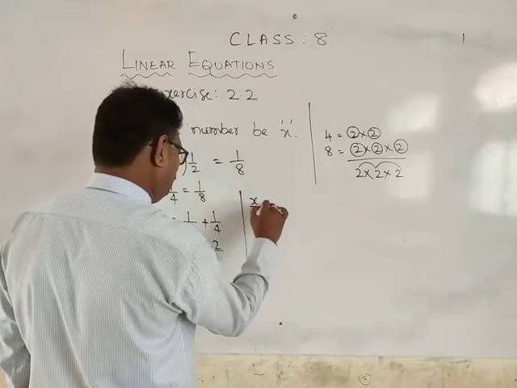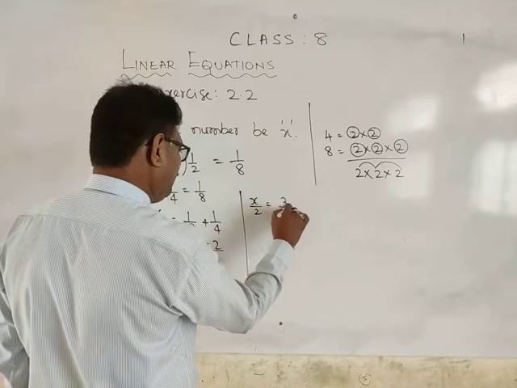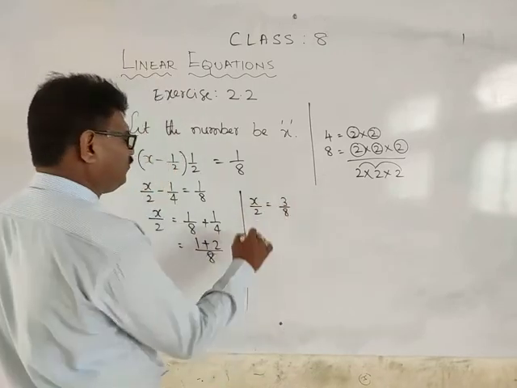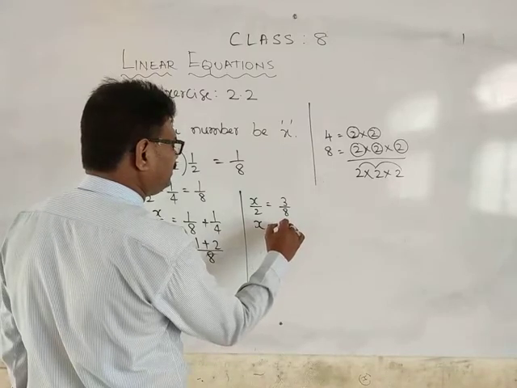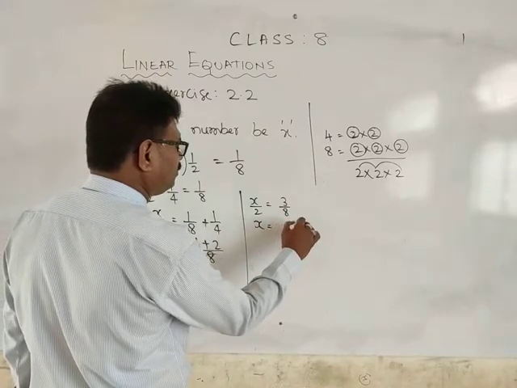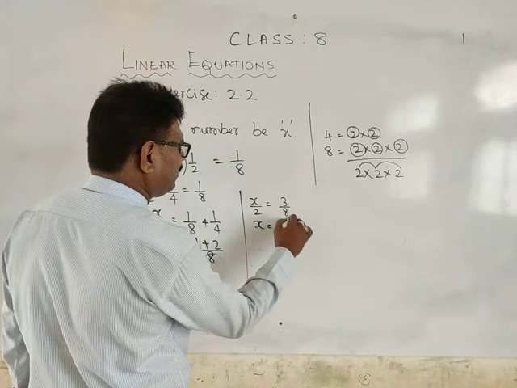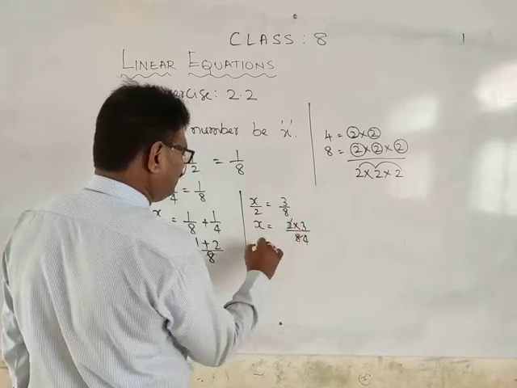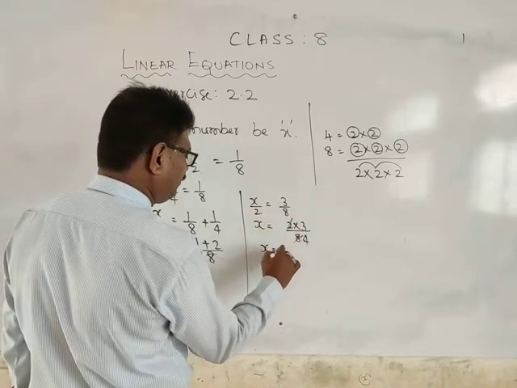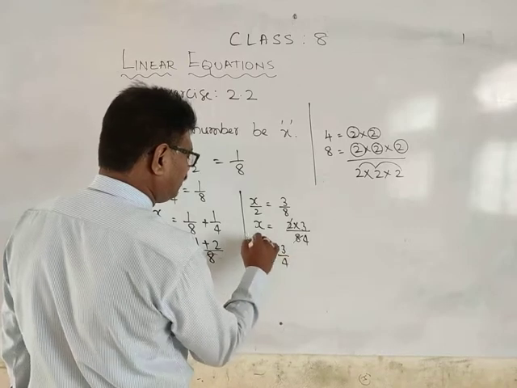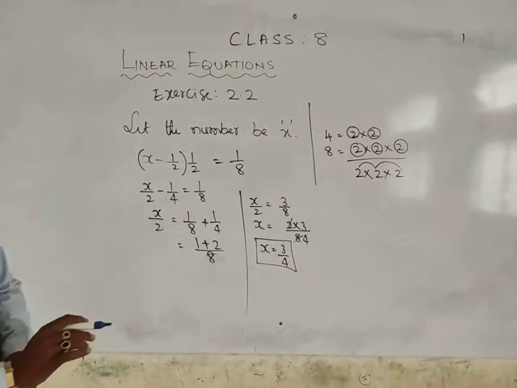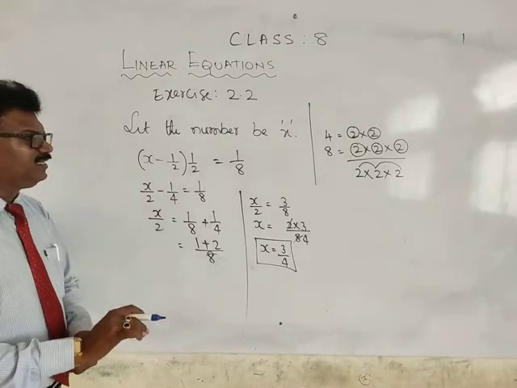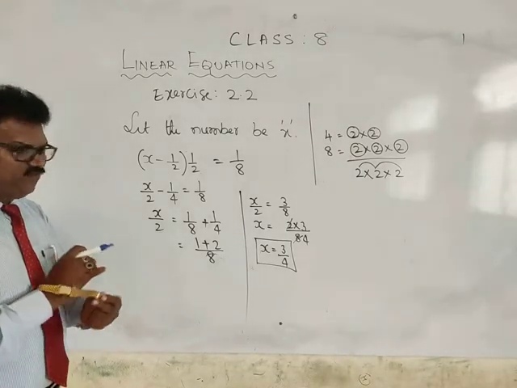x by 2 equal to 3 by 8. Therefore x is equals to 2 into 3 divided by 8. 2 ones are 2, 2 fours are 8. Therefore x equal to how much? 3 by 4. Like this. Did you understand? Yes. What is the number? The number is 3 by 4.